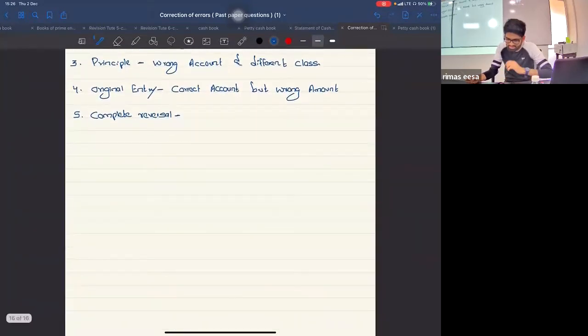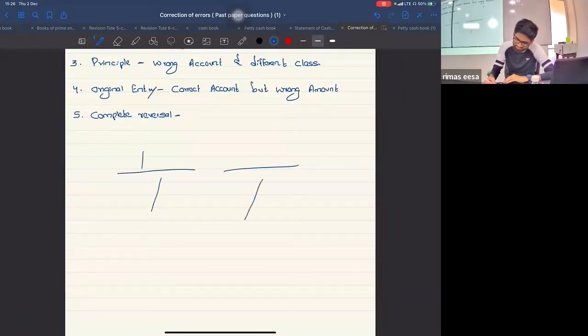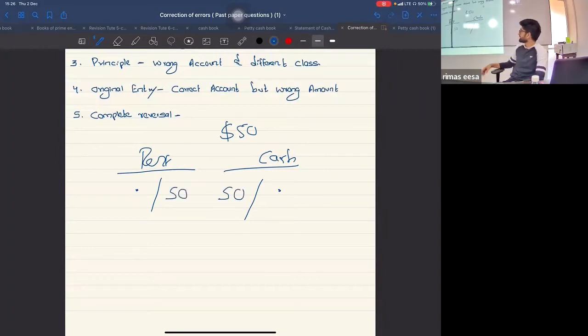Right. Let me give you an example of complete reversal. Same example I'm going to take, rent and cash. When you pay for rent by cash, imagine you're paying $50. You have to debit the rent account. You have to credit the cash account. You know what you did? Some people do this. Right. You have to debit the rent account. What did you do to the rent account? Credit. You have to actually credit the cash account.